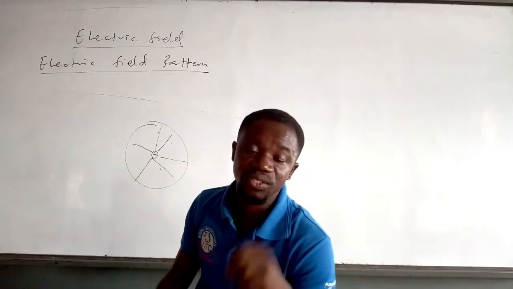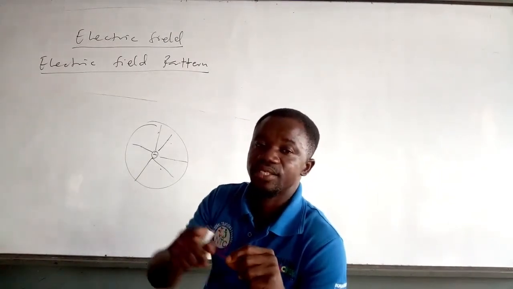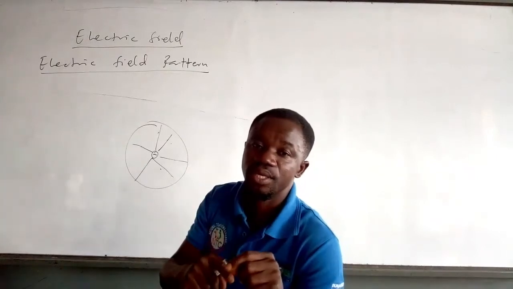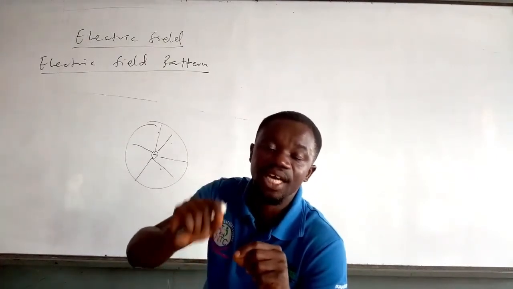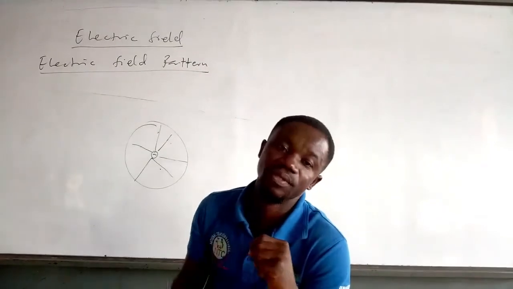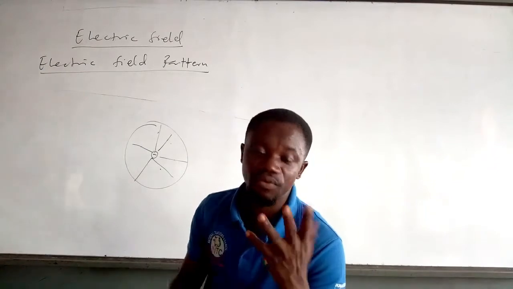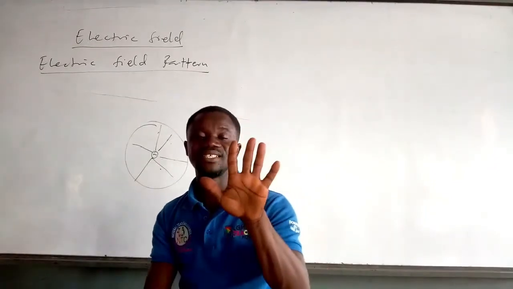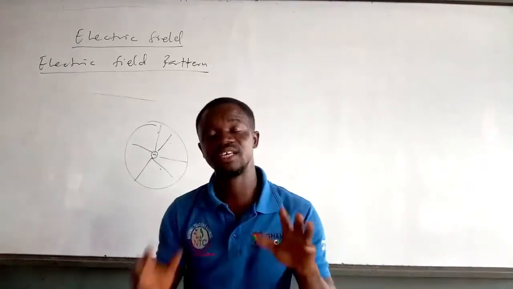So we define electric lines of force as imaginary lines in an electric field along which a positive test charge placed in the field moves. Electric lines of force. Characteristics of electric lines of force. We have 6 characteristics of electric lines of force. You know, there can be many, but we summarize them into 6 of them.